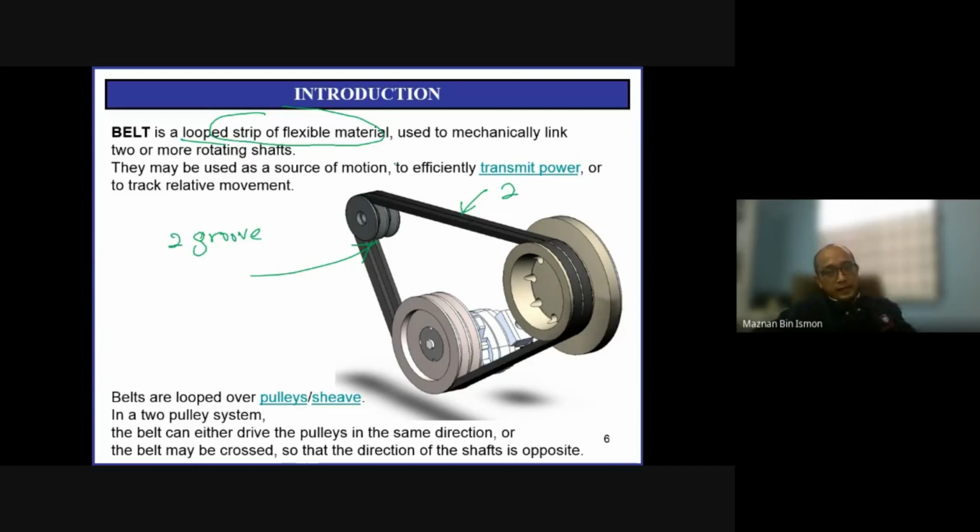Untuk this case, untuk gambar ni, ini adalah pulley with two grooves untuk letak dua belt lah. It's a V belt actually. This is a V belt.